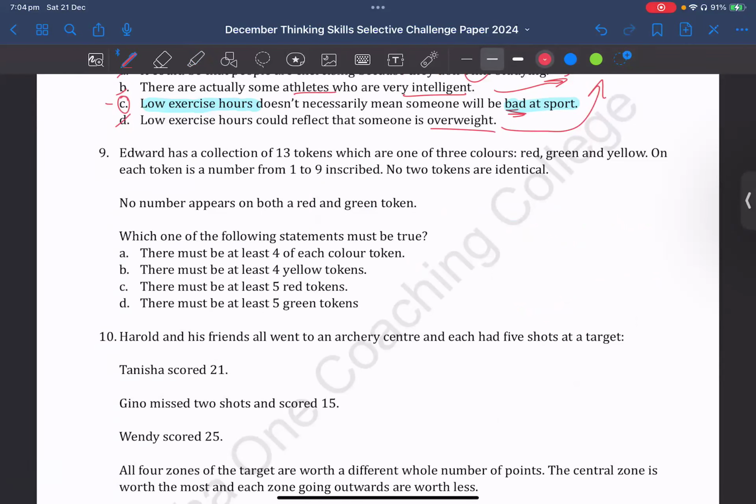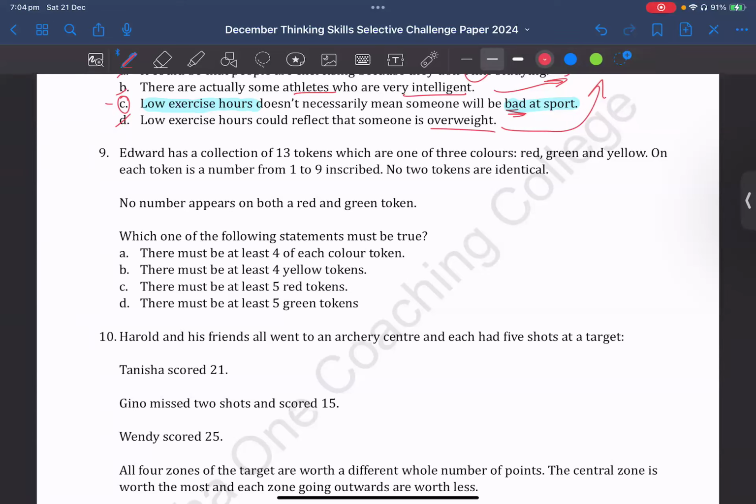Edward has a collection of 13 tokens, which are one of 3 colors: red, green, and yellow. On each token is a number from 1 to 9 inscribed. No 2 tokens are identical. And the key thing to note is that no number appears on both a red and a green token. So which one of the following statements must be true?